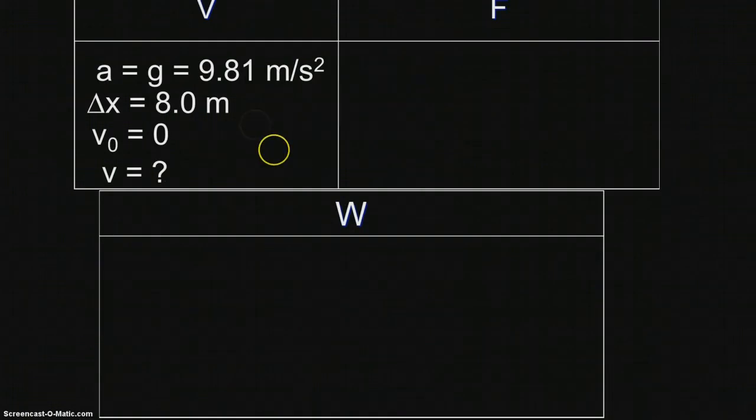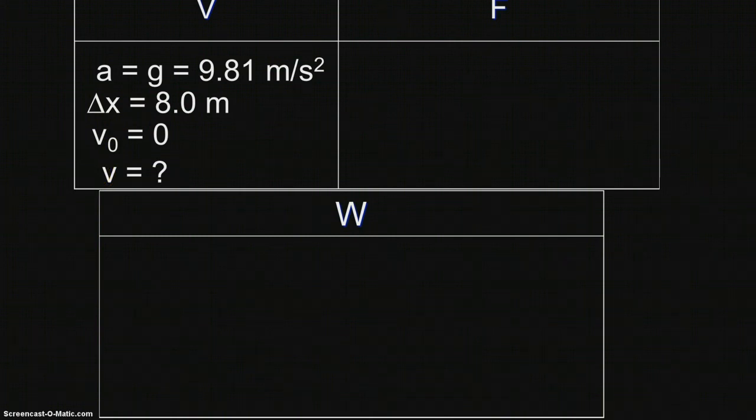So I do my VFW, of course. Acceleration is equal to g. By the way, I didn't talk about this before, but the acceleration due to gravity gets its very own special variable because it is the same everywhere on the surface of the Earth, neglecting air resistance. So the acceleration is g, which is 9.81 meters per second every second. Delta x equals 8, so I've fallen 8 meters. My initial velocity is 0, and the question is, how fast am I going after I've fallen 8 meters?